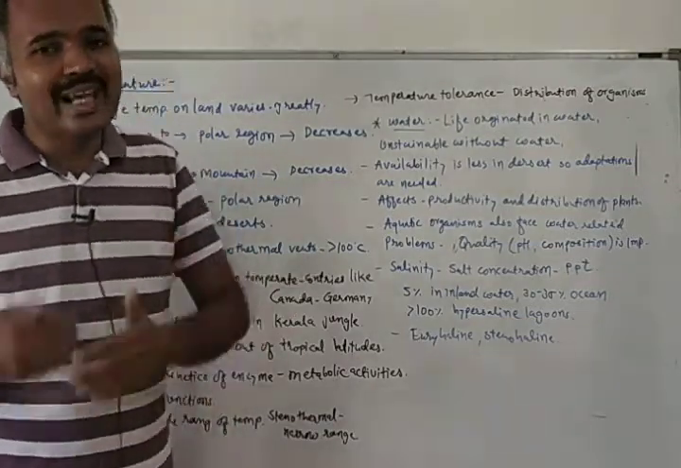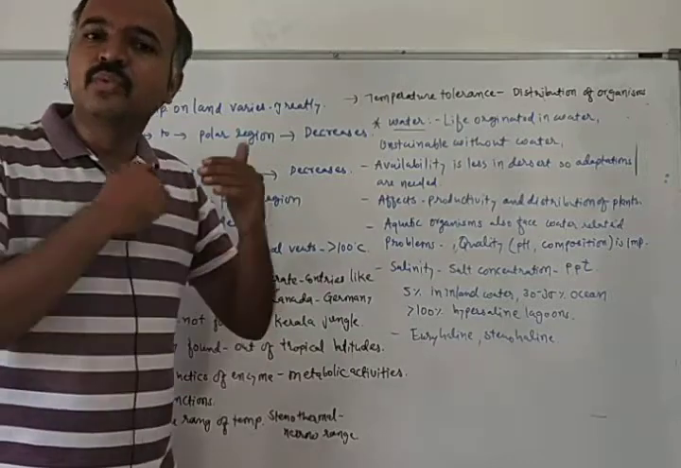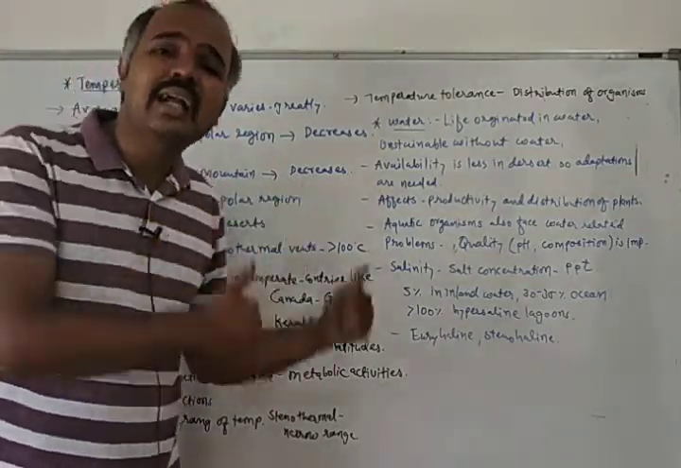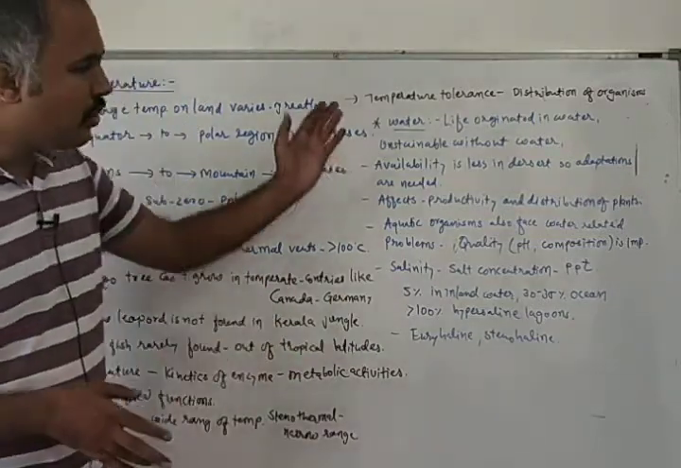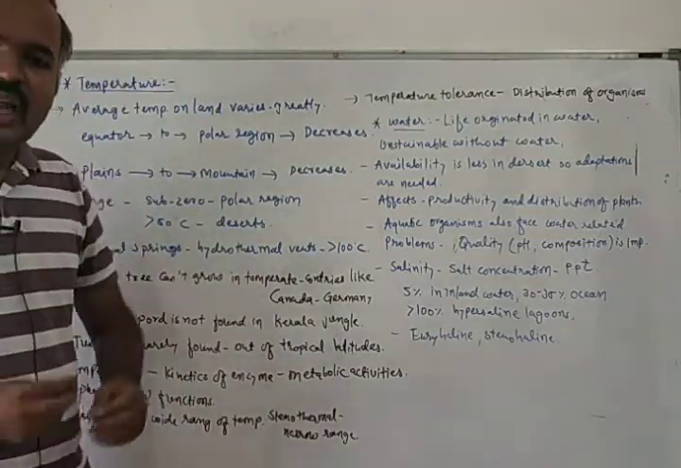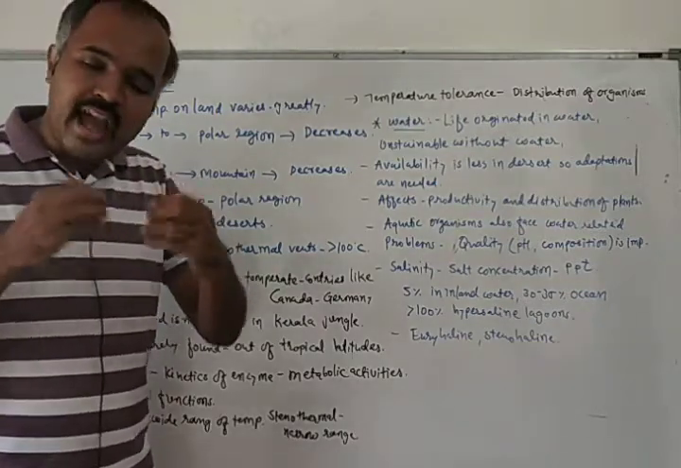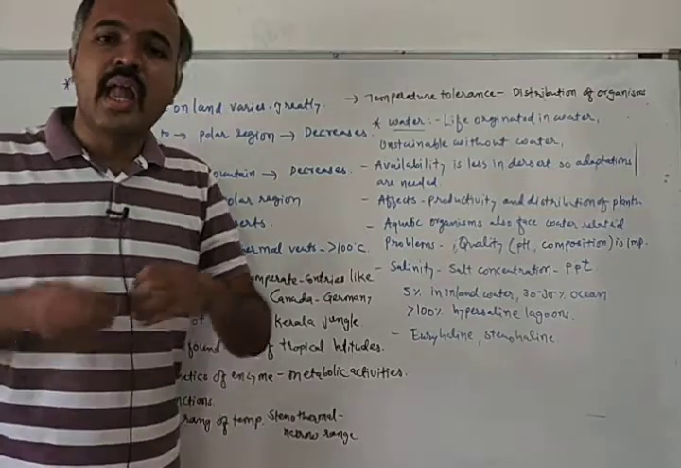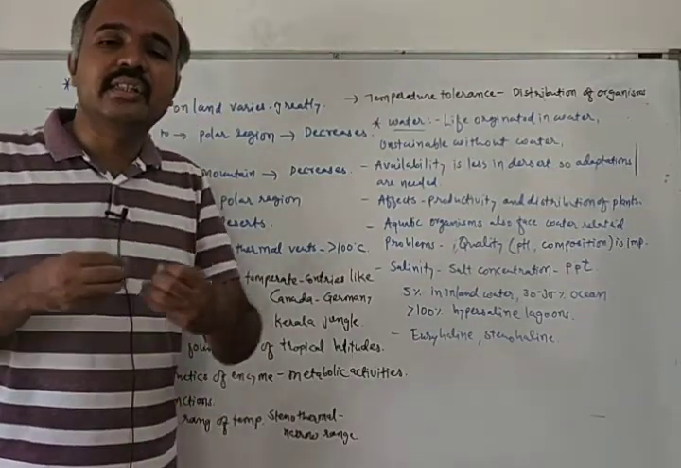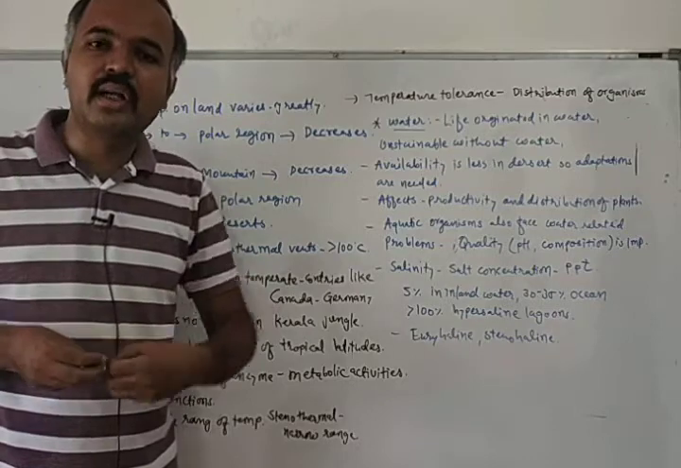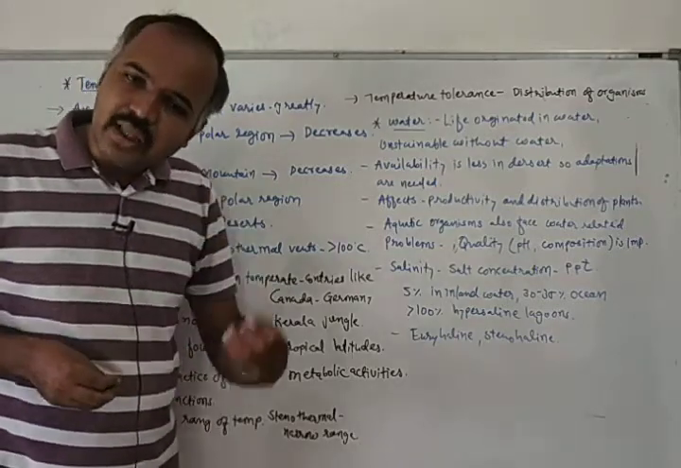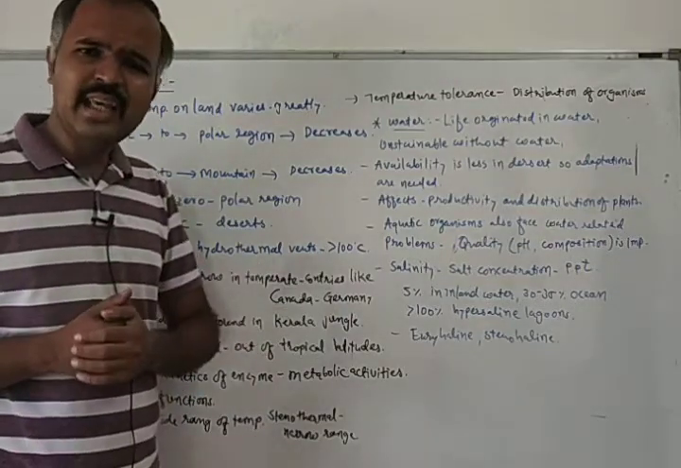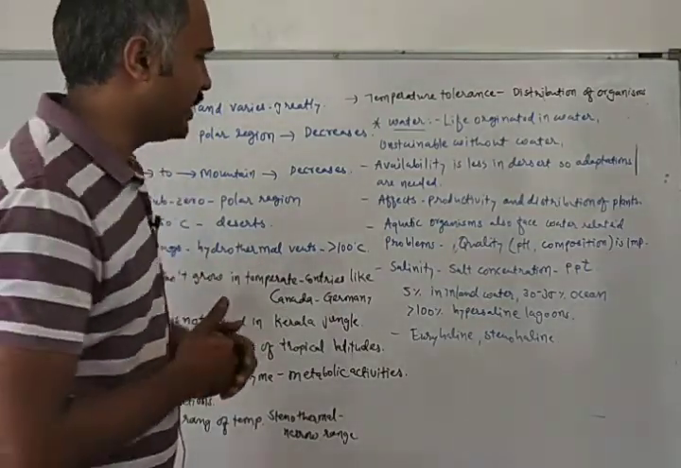The availability of water is less in desert. So any organism that wants to live in desert has to develop certain adaptations, otherwise it can't survive in the desert. We are talking about water, and we said that life originated in water, and without water life is unsustainable. The availability of water is very limited in desert, and if any organism wants to survive there, it has to develop certain adaptations.